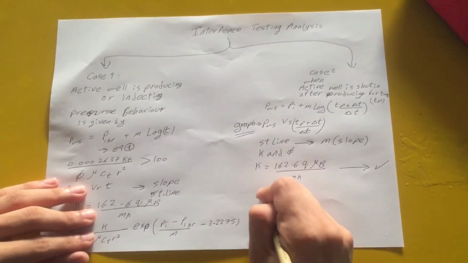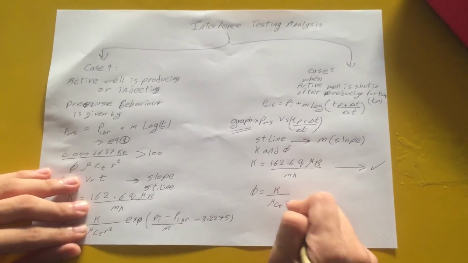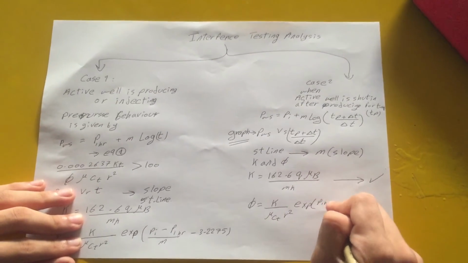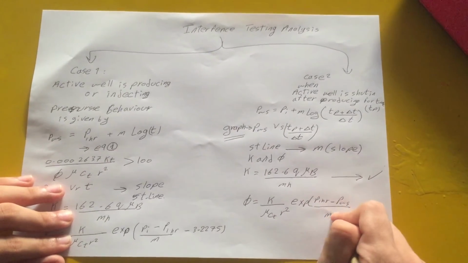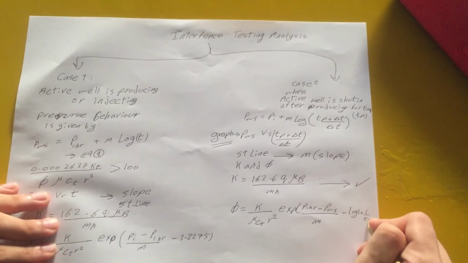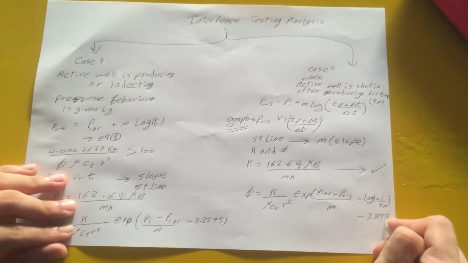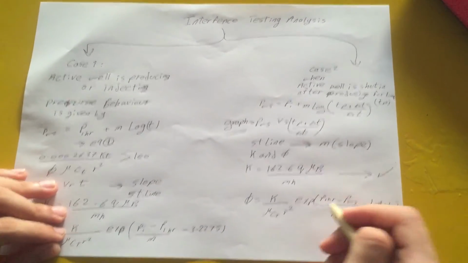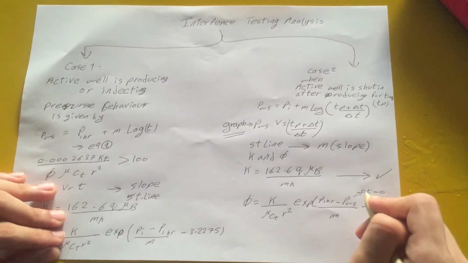And we can also calculate the porosity from K over mu CT R square exponential of function P1 at 1 hour minus BWS over M, minus log 1 plus 1 over TB, minus 3.2275. But don't forget that we calculate the P1 hour at T equal 1 hour, and we calculate the BWS at delta T equal 0.